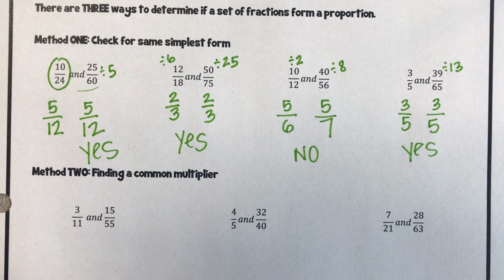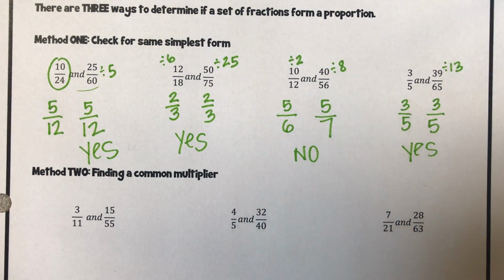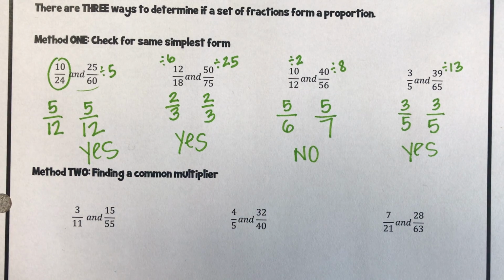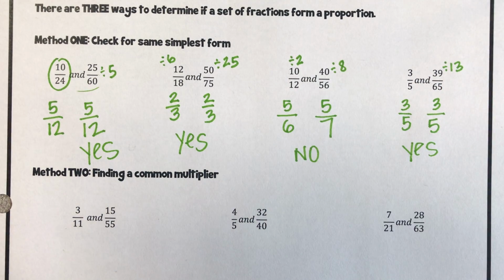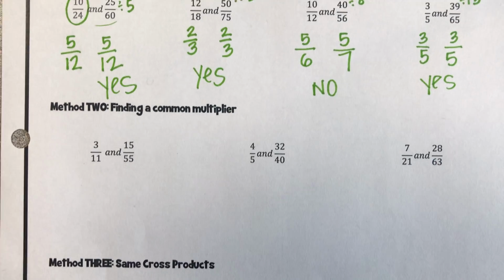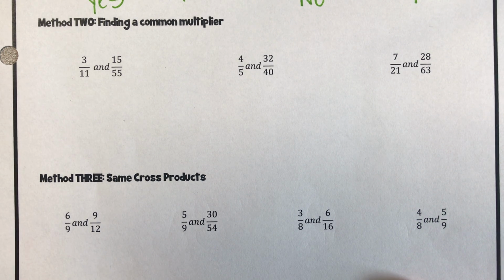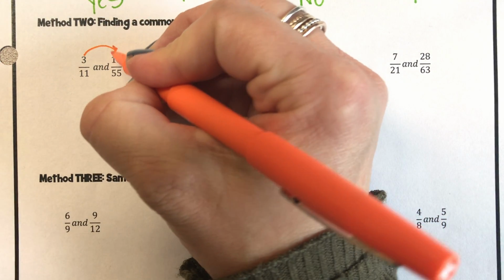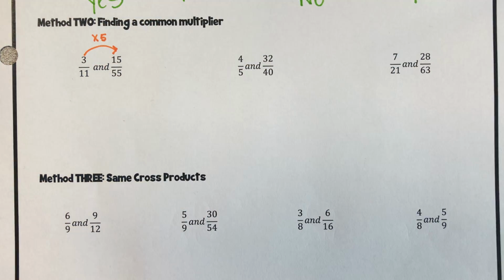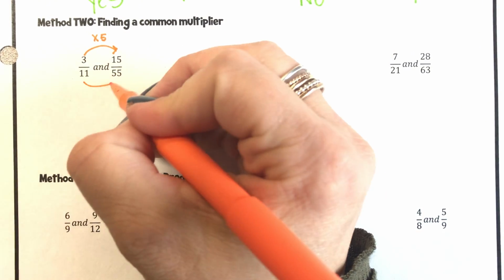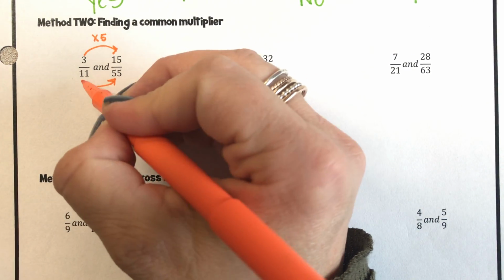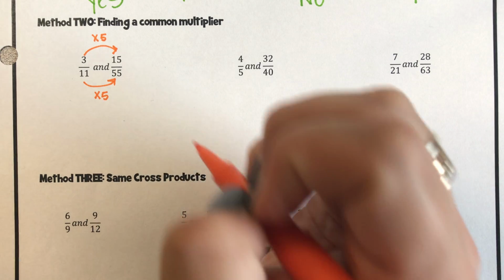Okay, sometimes the simplest form isn't the easiest way, right? You might not know off the top of your head the 13 divisibility rule, right? Or you might not be able to look at that and know that that's divisible by 13. So you can use the second method, which is finding a common multiplier. Okay, that's where you look at things and you're like, okay, well, I know that 3 times 5 is 15. So what if I multiplied the bottom by 5? 11 times 5 is 55.